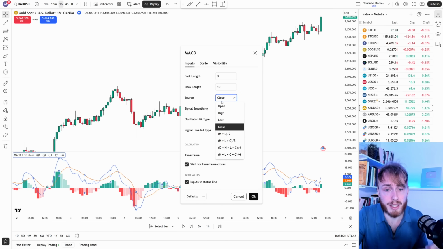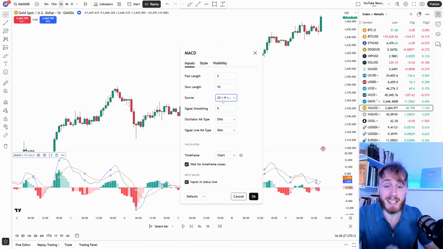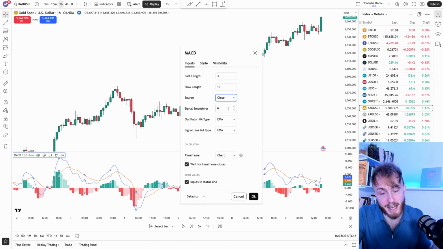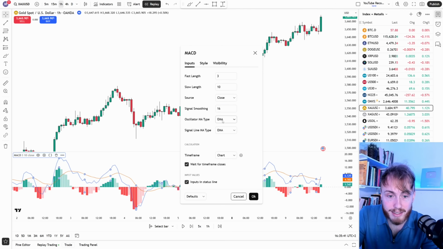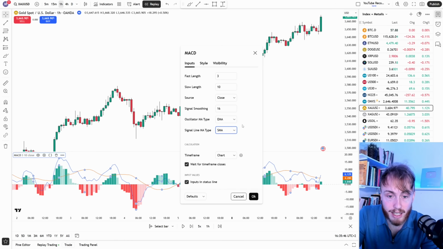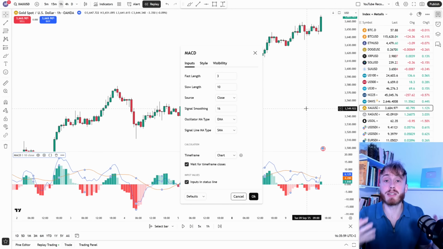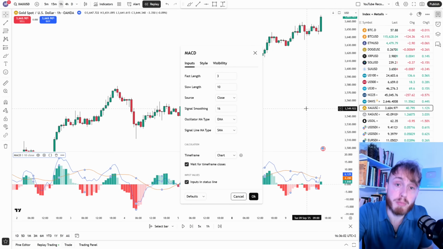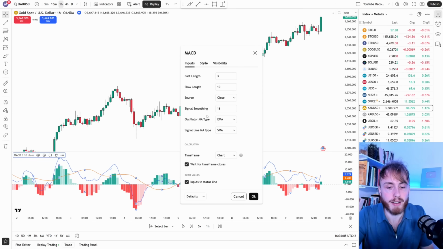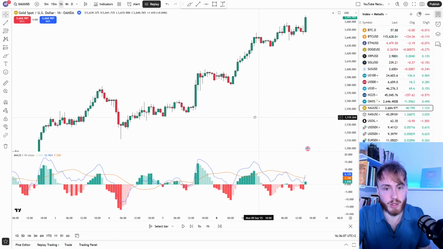As for the source here, you can keep it at close or even use the OHLC4 divided by 4. The difference is not huge here, so I'm gonna keep it at close. As for the signal smoothing, however, we do want to change the signal smoothing to 16. We want to keep the oscillator MA type to EMA, and we want to change the signal line to SMA. These settings right here are known as the Linda Raschke settings, and we can use these settings to find strong momentum moves and trade the pullback following these moves. So let me show you exactly how we can do this.